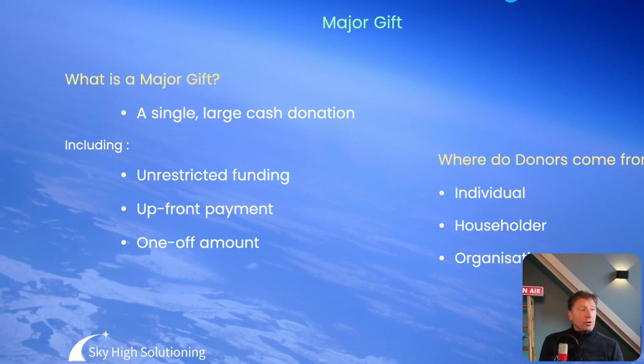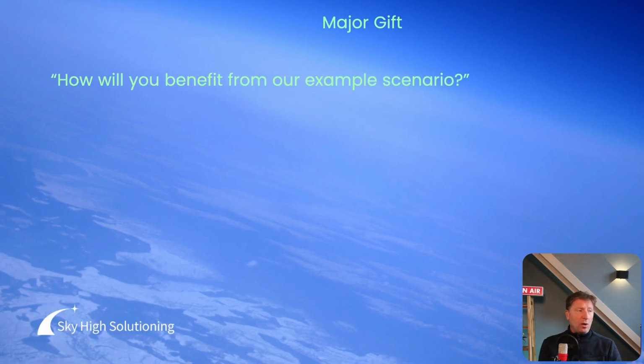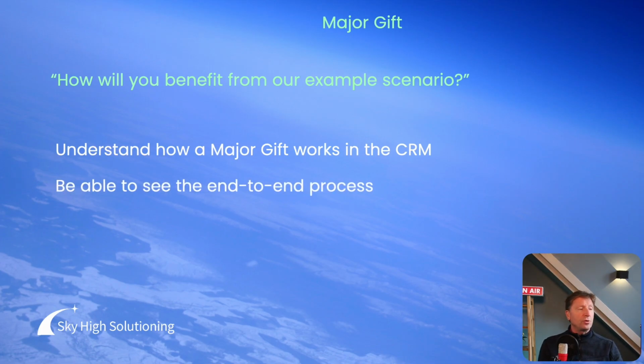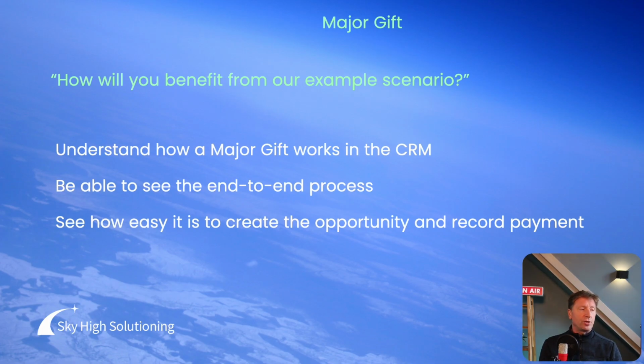So let's have a look at the essentials of major gifts for the CRM record. So it needs to be a single cash donation. It's unrestricted funding. It's normally an upfront payment and a one-off amount, and typically donors would be individuals or householders or organizations, people like you and I. Now, how will you benefit from our example scenario? Understand how major gifts work in the CRM, be able to see the end-to-end process, and see how easy it is to create the opportunity and record payment.